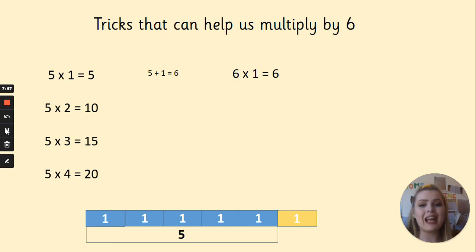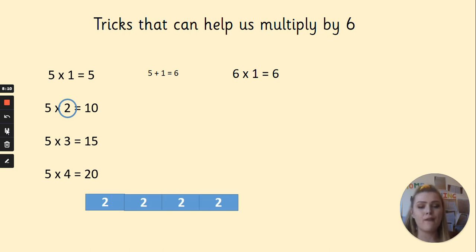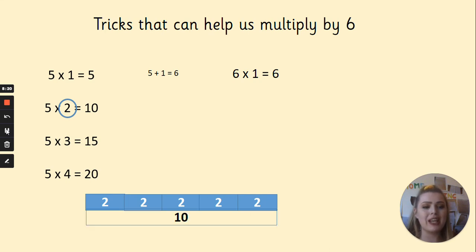So looking at that next question, 5 times 2 equals 10. So I'm focusing on that 2. I've got 5 lots of that 2. 1, 2, 3, 4, 5. And you'll notice now that my bar model, the bars are saying 2 instead of 1 because they represent 2 each. I have 5 lots of 2, which equals 10.